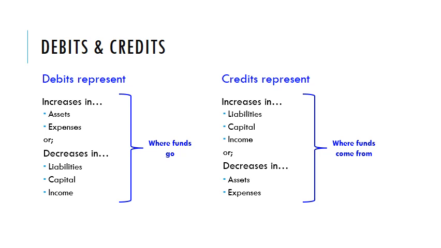The final thing that I'll say about debits and credits at this stage is that the total of a business's debits must equal the total of the business's credits. Because after all, if funds have gone somewhere, they must have come from somewhere. So debits must equal credits.